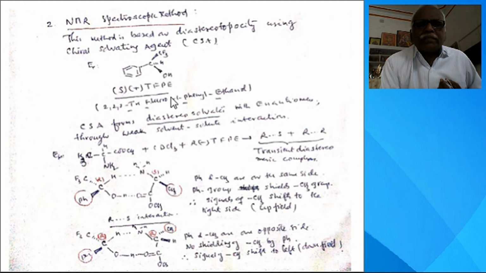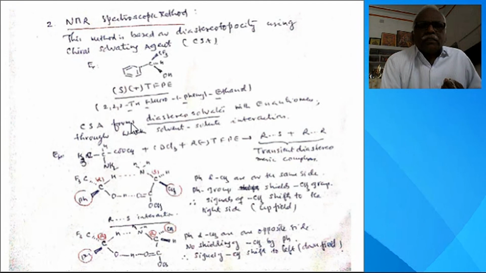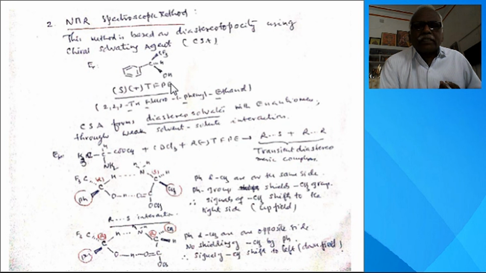What happens? The solvating agent forms diastereomeric solvates, because of weak interactions between solvate and solute. Say, for example, this is an asymmetric molecule having a carbon with four different groups, an amino acid ester. Now say we have a racemic mixture of this. It is dissolved in CDCl3 for recording the NMR spectrum. Then we use this plus TFPE. This chiral solvent associates with the R enantiomer and also the S enantiomer, so RR and SS mixtures are formed.